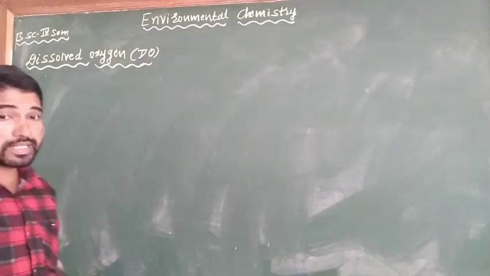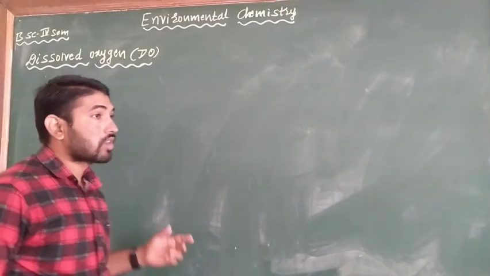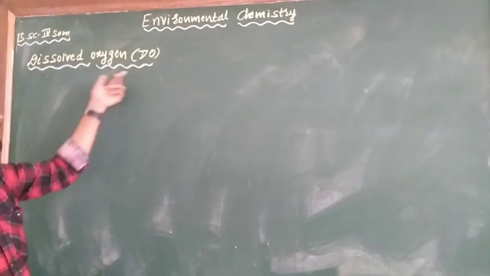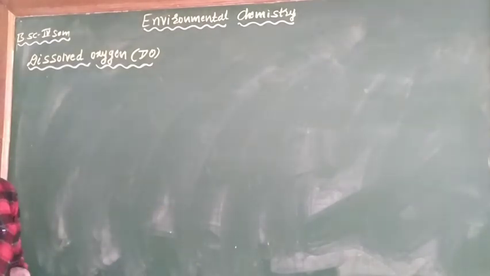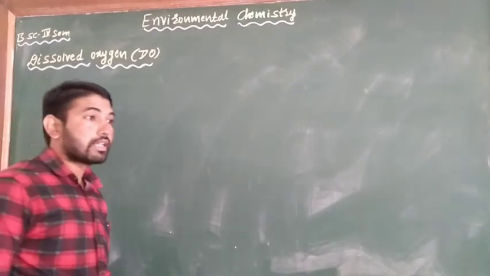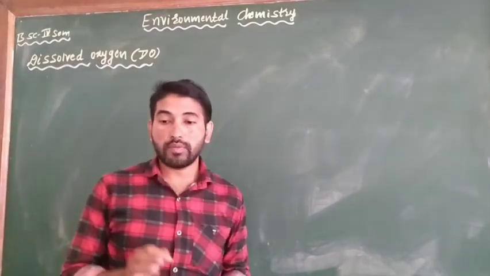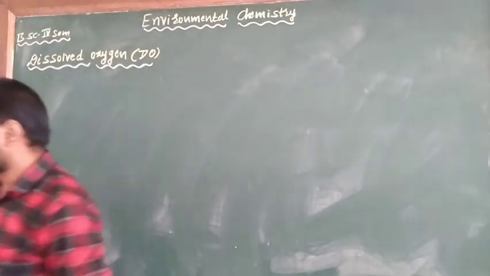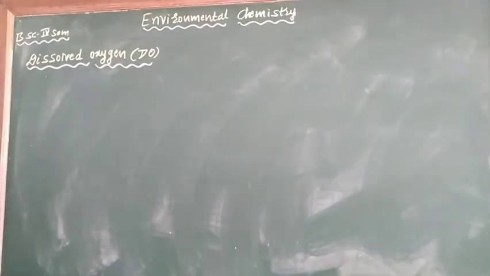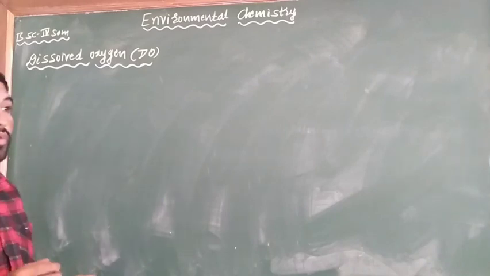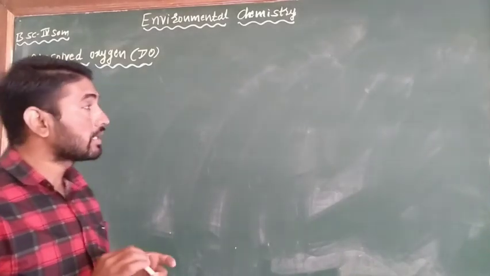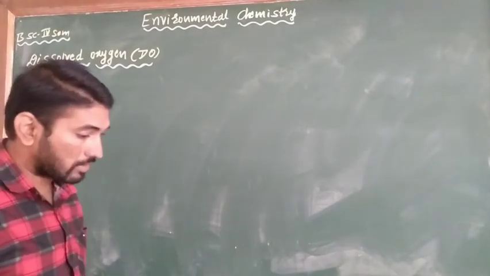These terms are used to describe dissolved oxygen or DO. It is used to describe the amount of oxygen dissolved in a unit volume of water. How much oxygen is present in a unit volume of water is determined by this dissolved oxygen.